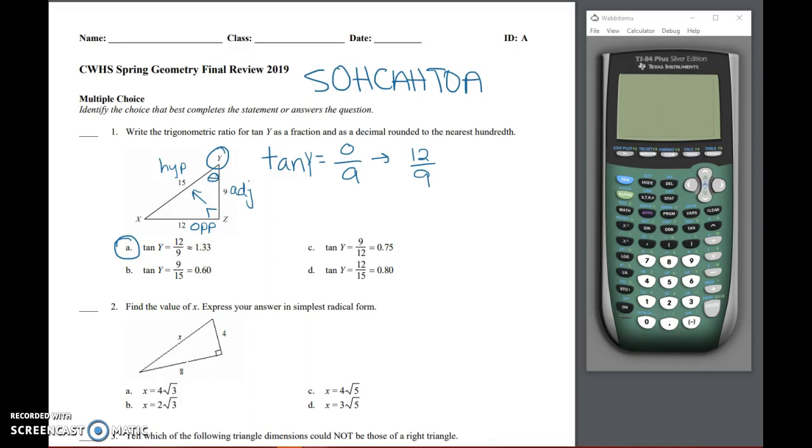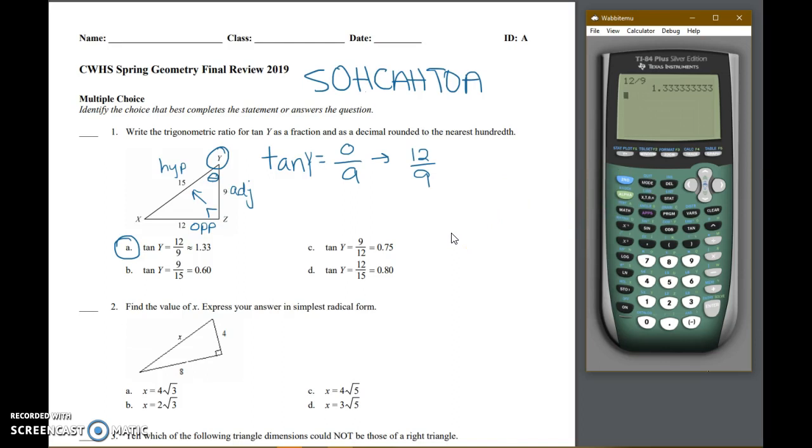You want me to double check on my calculator here. I can type in 12 over 9, and you can see it is 1.33 as a decimal. Since we're dealing with trig, I need to make sure I am in degree mode. We have now learned about radians, but these are all in degrees. So I want to make sure my calculator is in degree mode, and I clicked mode, arrowed down to radian, arrowed over to degree, and hit enter. Okay, so now I know my calculator is in degree mode for further problems.